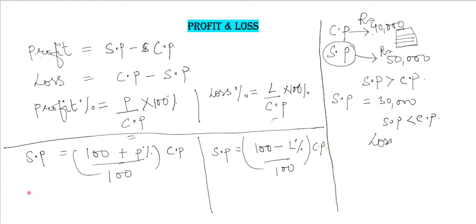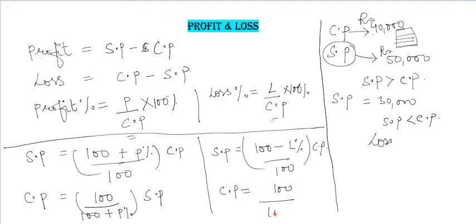Now suppose you have to find out the cost price. The formula for finding cost price in case of profit percent will be 100 upon 100 plus profit percent into SP, or if there is a loss percent, then cost price will be equal to 100 upon 100 minus loss percent into SP.